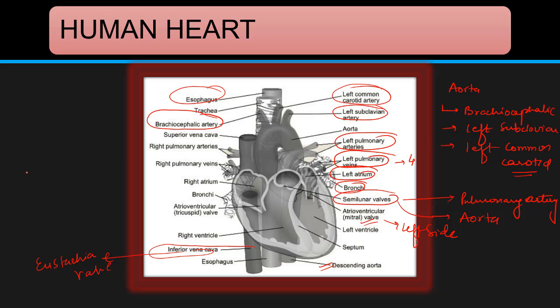Okay. The superior vena cava and coronary sinus are guarded by the Thebesian valve. Okay, so this is the overview of the picture. The blood comes to the right atrium, to the right ventricle, then to the lungs, then again from the pulmonary vein to the left atrium, to the left ventricle, and then the aorta.